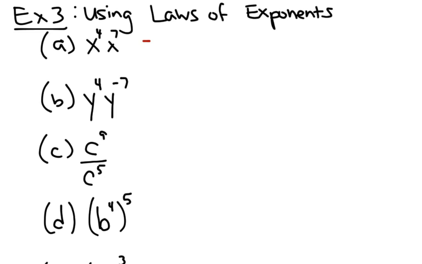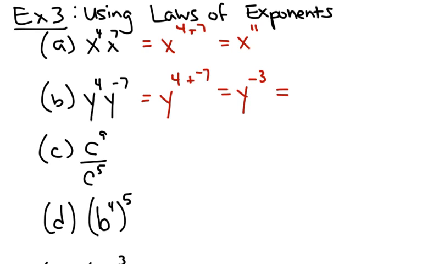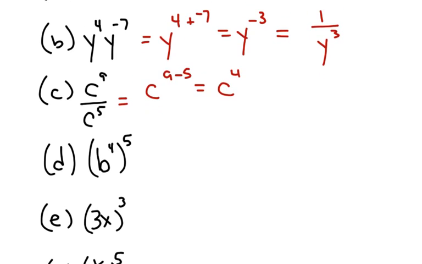X to the 4th times x to the 7th is x to the 4 plus 7, which is x to the 11th. Y to the 4th times y to the negative 7th is y to the 4 plus negative 7, which is negative 3, except we don't leave negative exponents. We would write the answer as 1 over y to the 3rd. C to the 9th over c to the 5th is c to the 9 minus 5, which is c to the 4th. B to the 4th to the 5th, that's the case where you multiply the exponents.